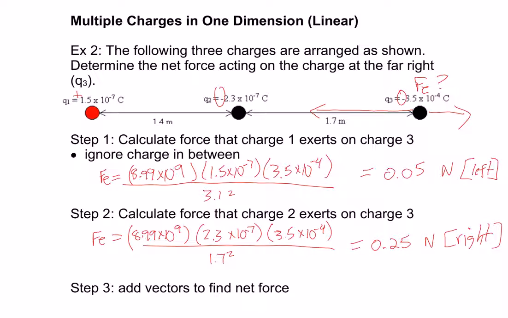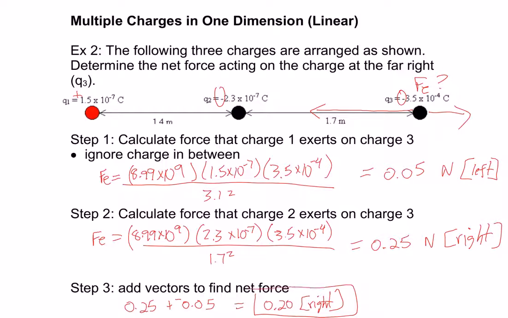So now our question is, what's our net force? Because we're just dealing with lefts and rights, we just do a simple vector calculation. So we have 0.25 to the right, and we're going to add 0.05 to the left. So think of that as being negative if you want. So our net force then would be 0.20 to the right.